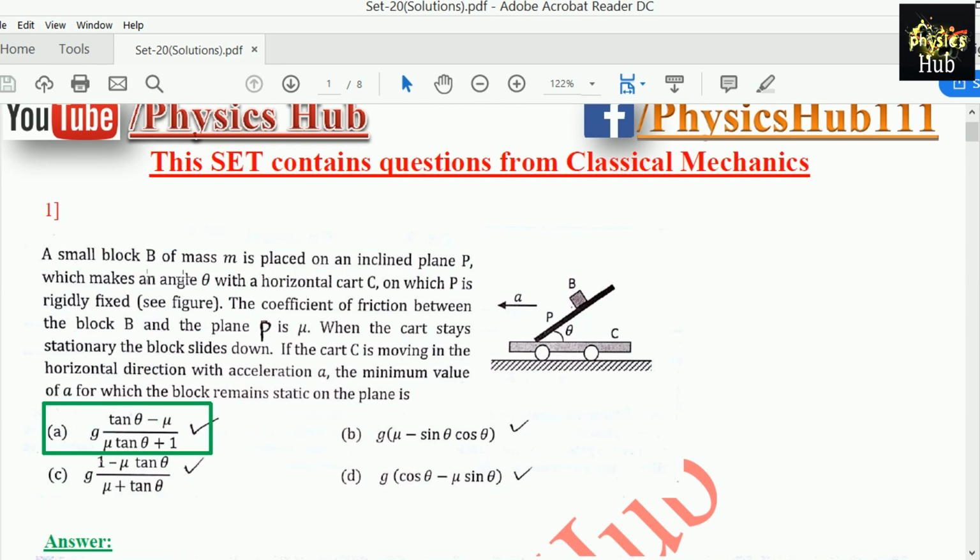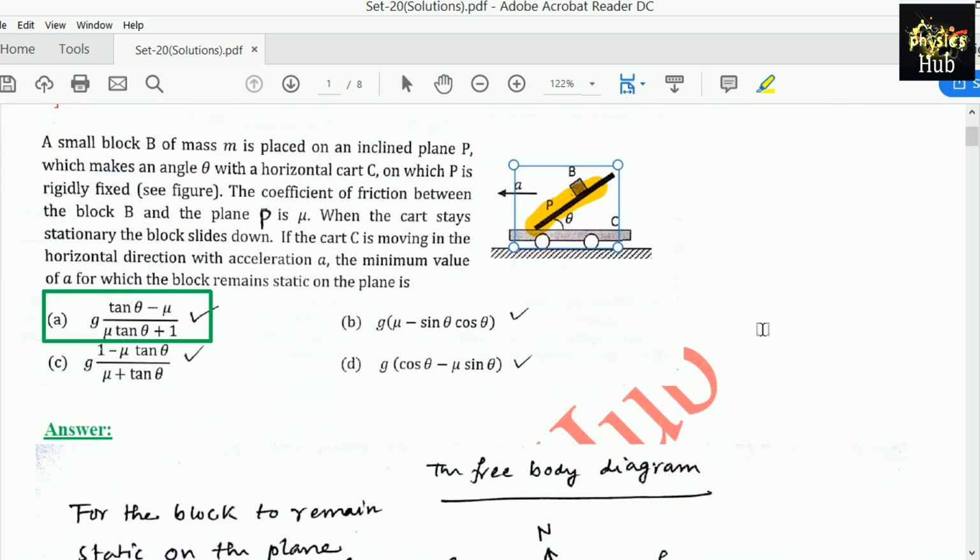The first question reads: a small block B of mass m is placed on an inclined plane P. This is the inclined plane P, which makes an angle theta with the horizontal, on a cart C on which P is rigidly fixed. The coefficient of friction between the block B and the plane P is mu. When the cart stays stationary, the block slides down. If the cart C is moving in the horizontal direction with acceleration A, the minimum value of A for which the block remains static on the plane is. So this is a very good question, and this question came in TIFR last year. So let's solve this problem.